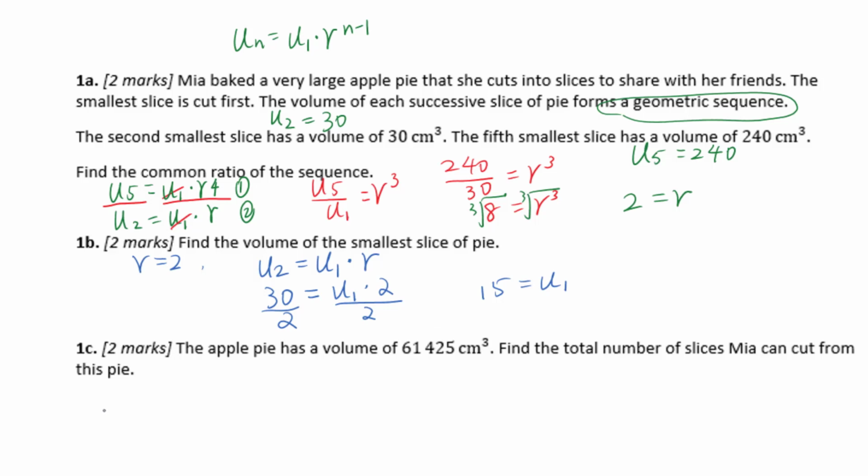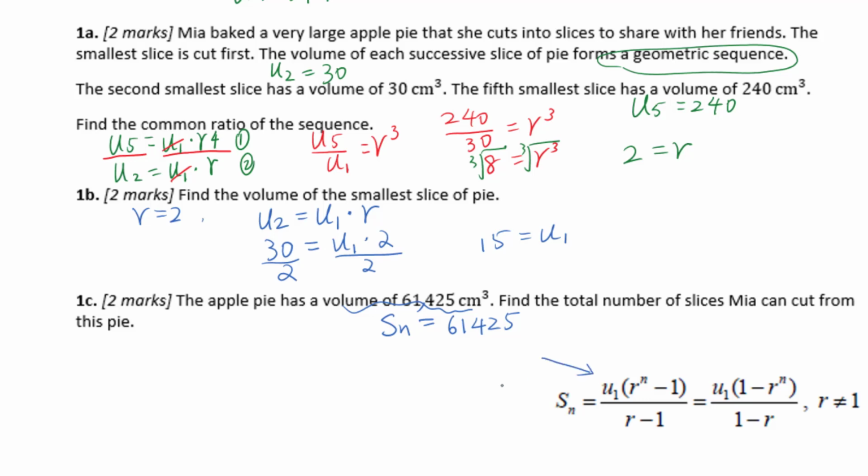For 1c, the apple pie has a volume of 61,425 centimeters cubed. Find the total number of slices Mia can cut from this pie. The apple pie has a volume of this. This is S sub n, 61,425. According to this formula, 61,425 equals u sub 1 is 15, r is 2, 2 to the nth power minus 1, over 2 minus 1.